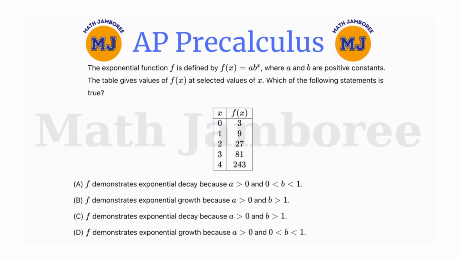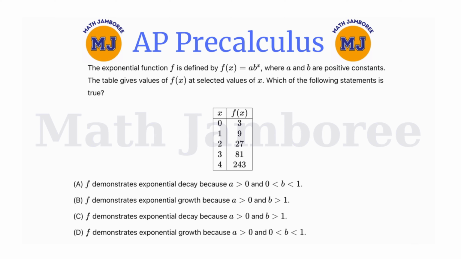In this video, we have another AP Precalculus type of question from the topic of exponential functions. Let's solve it together. The exponential function f is defined by f of x equals a times b to the power of x, where a and b are positive constants. The table gives values of f of x at selected values of x. Which of the following statements is true?